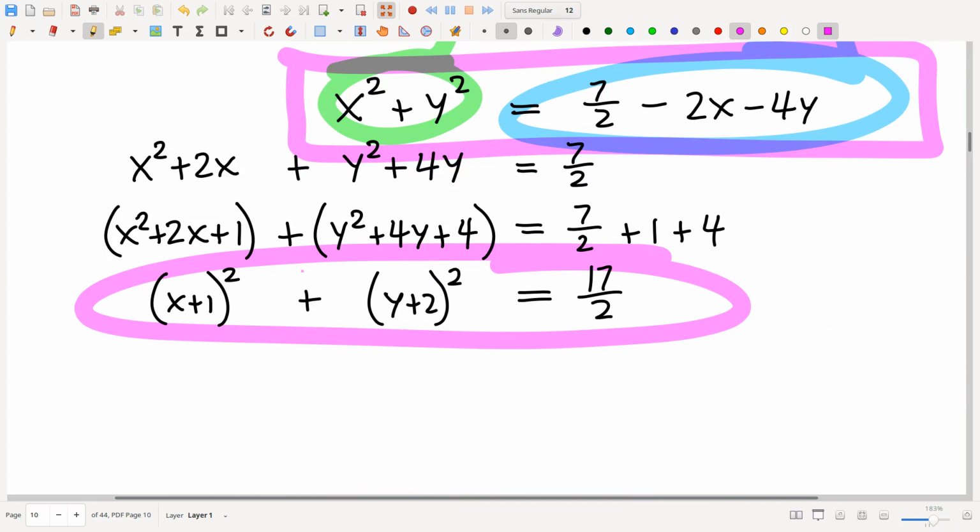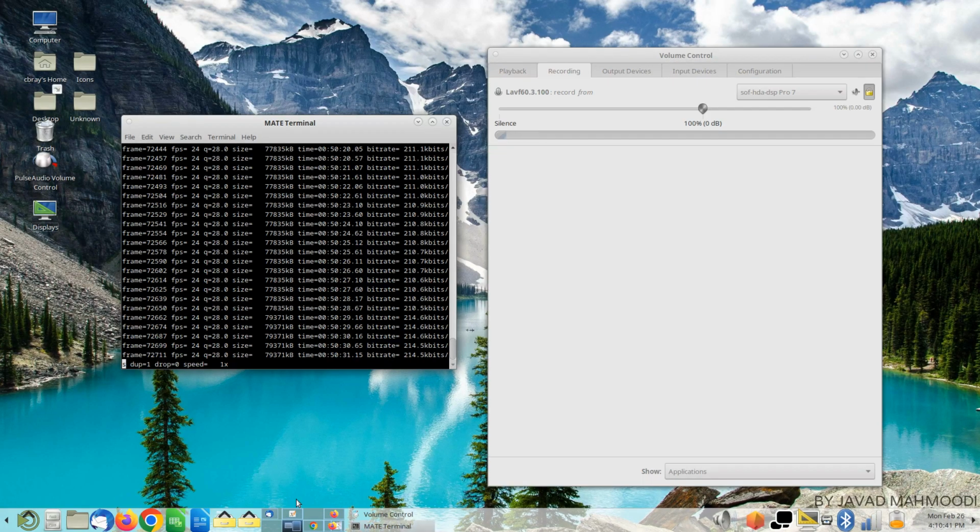And the end would be the equation of the domain. Hang on just one second here.